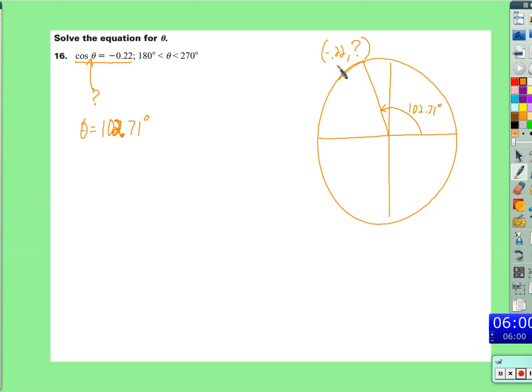We got an angle. It has a cosine of negative 0.22, except this problem says I want the angle between 180 and 270. So, can somebody come up and draw an angle between 180 and 270 that has the same cosine as this angle? It doesn't have to be a masterpiece, just has to look somewhat right. Give it a shot. Let's draw an angle between 180 and 270, whatever that is.